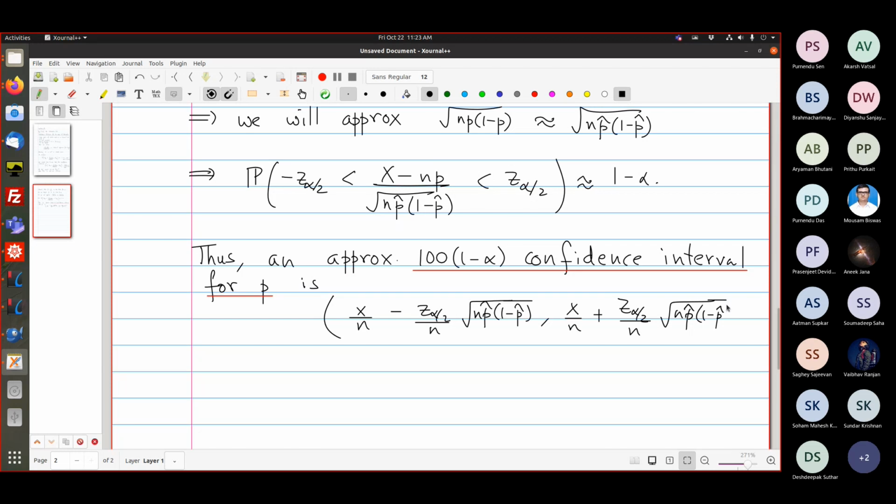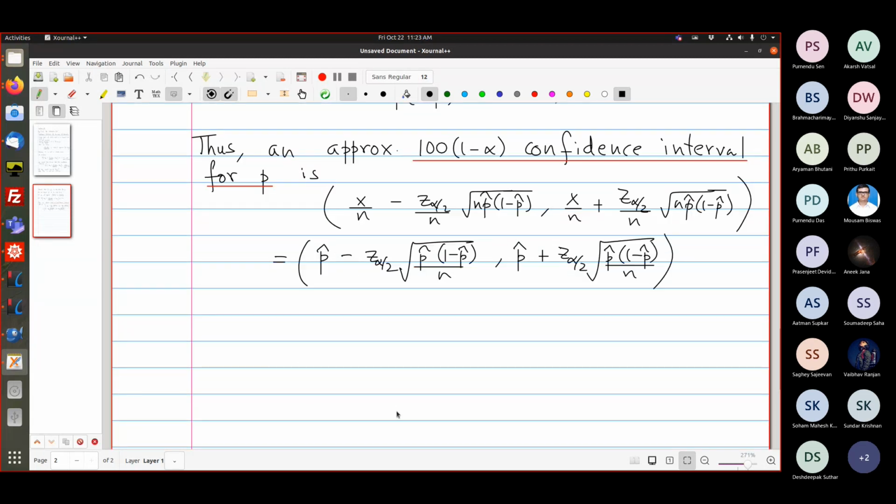Now let's write it completely in terms of p hat. x by n is just p hat. So I have p hat minus z alpha by 2, and the square root of n cancels. So I get p hat minus z alpha by 2 square root of p hat (1 minus p hat) by n, to p hat plus z alpha by 2 square root of p hat (1 minus p hat) by n. Now this depends only on p hat and n and alpha, which it should. So this is how one constructs such an interval.